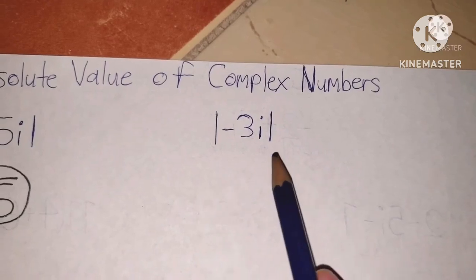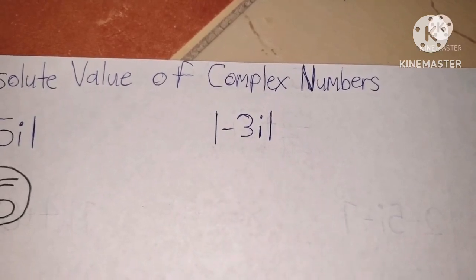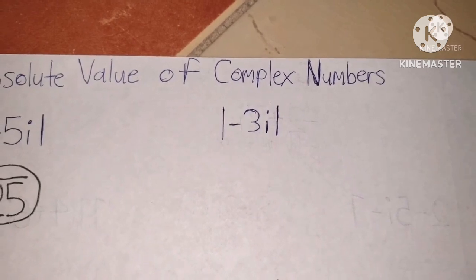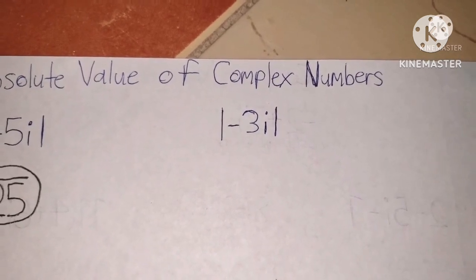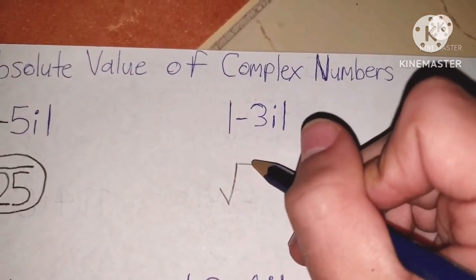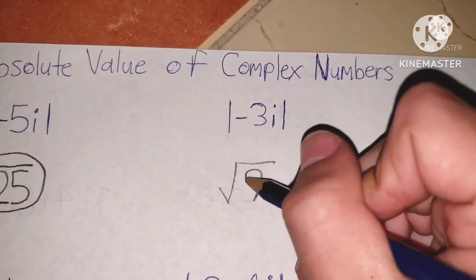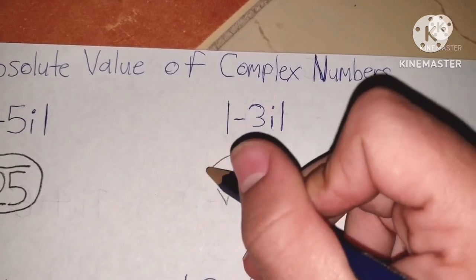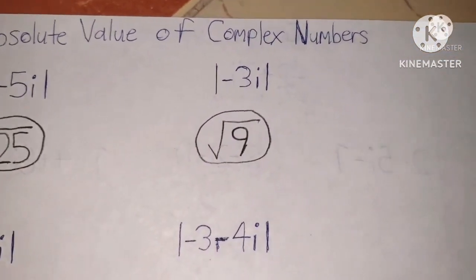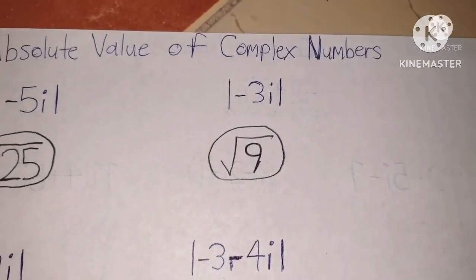And -3i. What do you do here again? Well, -3 times -3 is going to be +9. So the final answer for this one is going to be square root 9. Again, don't forget the square roots in the final answer, or it's going to be wrong. So -3i is going to be square root 9.